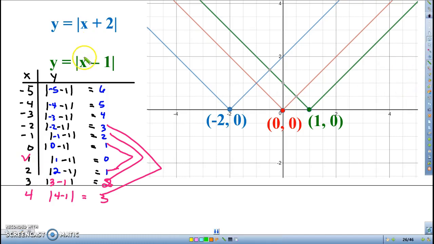Fast way to find the vertex? You have to make everything inside the absolute value bar simplify to 0. Well, that was ugly. Try that again. What do you have to put in for x so that when you subtract 1 you get 0? That's an x value of 1. Pick a couple x values smaller, a couple of x values bigger. Graph all those points.